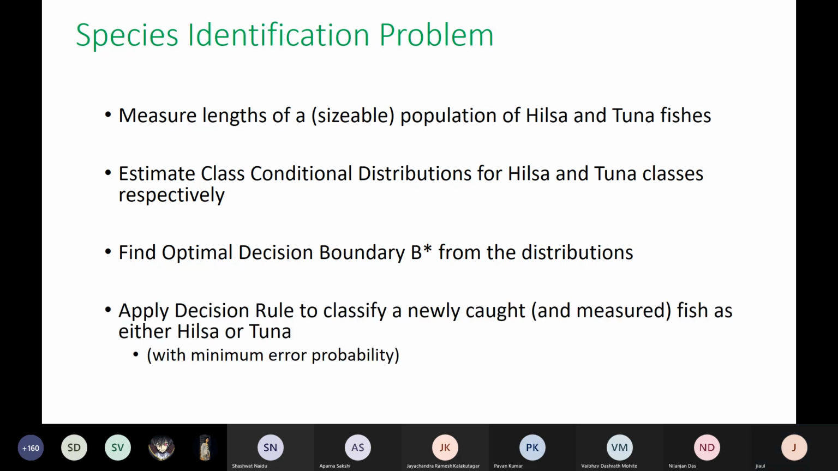Once you have these things, you can simply apply the decision rule to classify a new fish or new species, whatever you are dealing with, to say whether this particular fish is going to belong to one class or the other class, based on this decision boundary, which is B star. That is more or less the steps that we follow in Bayesian learning.